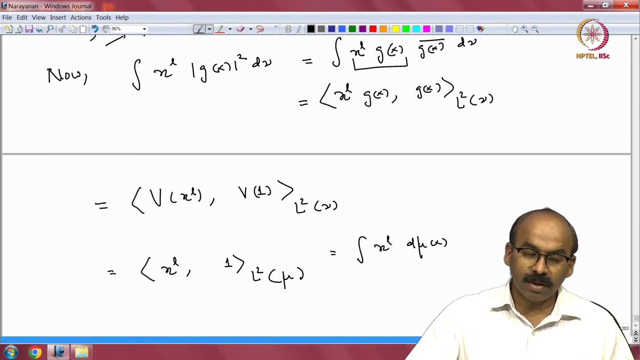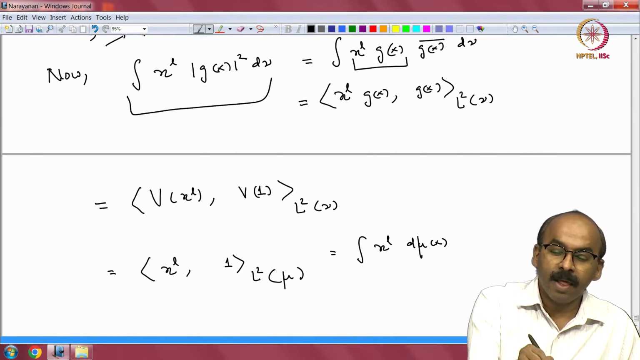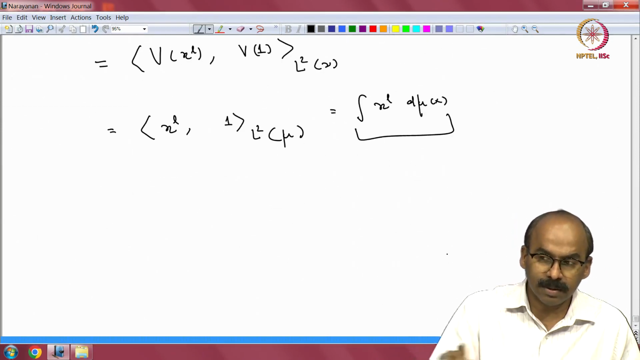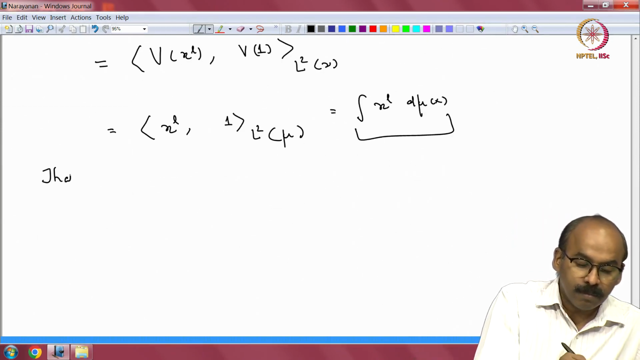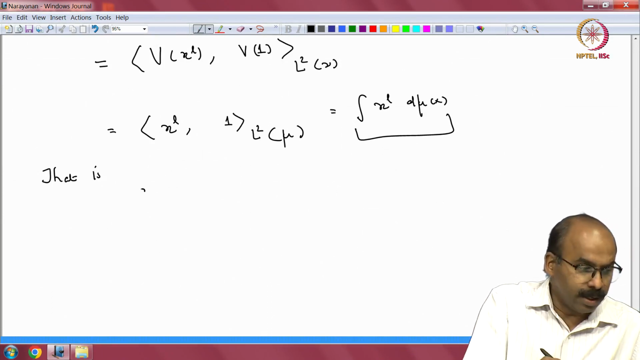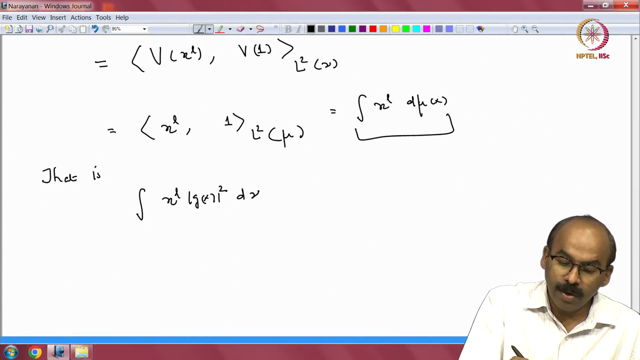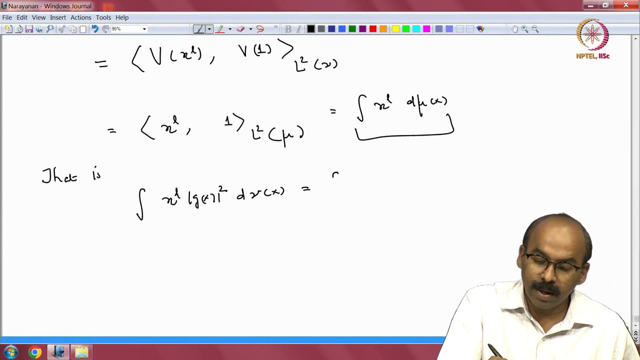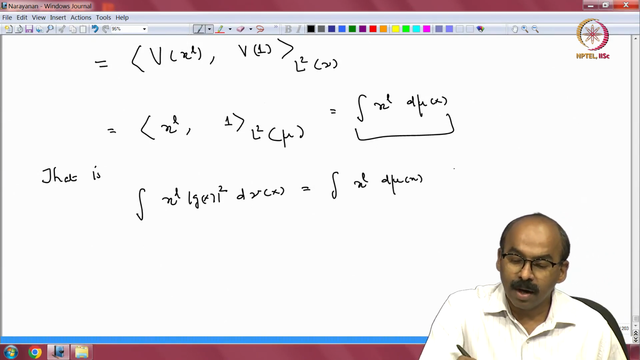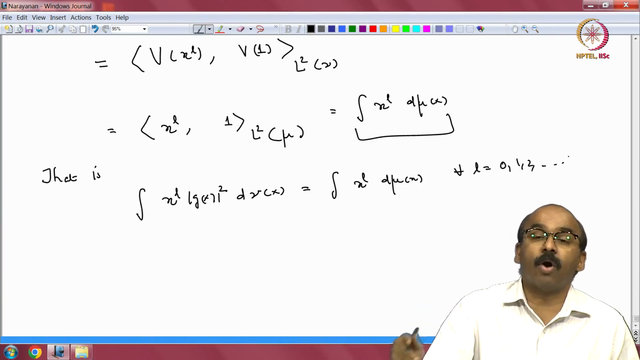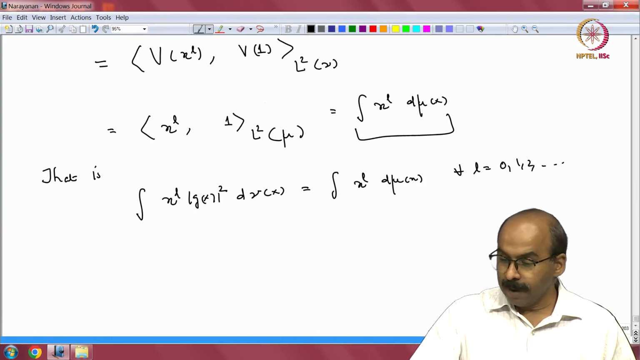So, where did we start from? We started from here, we ended up here. So let us rewrite that: the integral of x to the L mod g of x squared d nu x equals the integral of x to the L d mu x, for every L equal to 0, 1, 2, etc. For all L this will work.